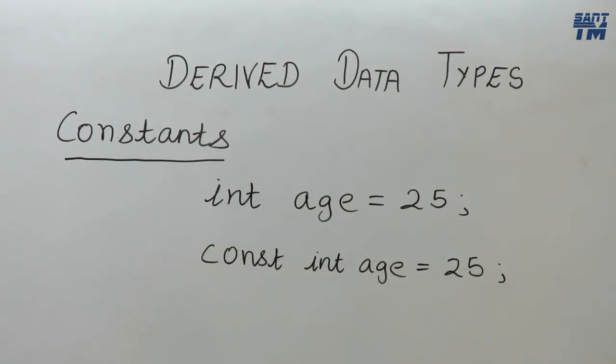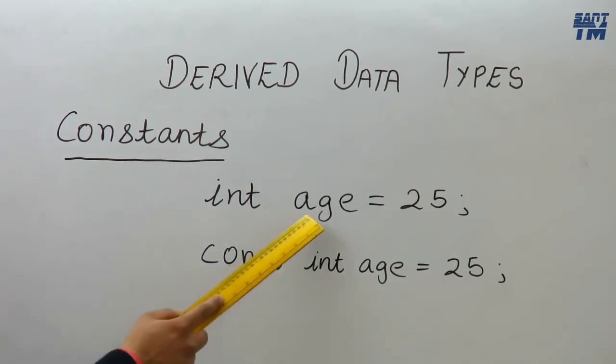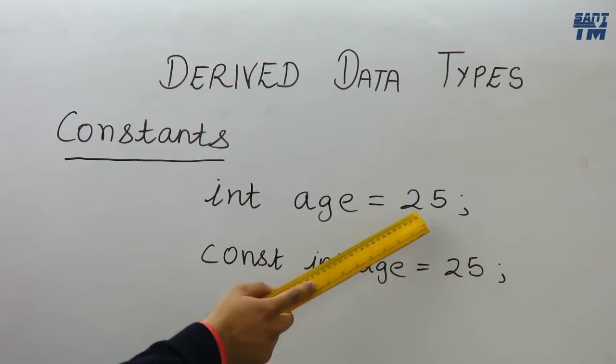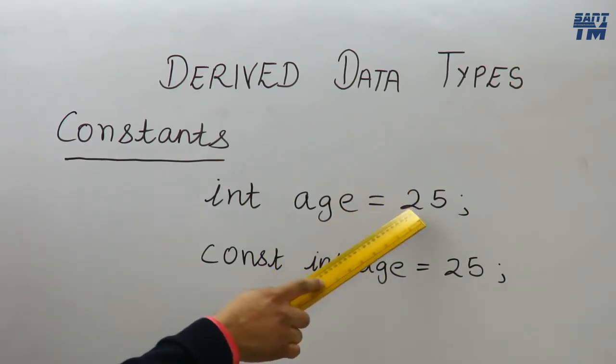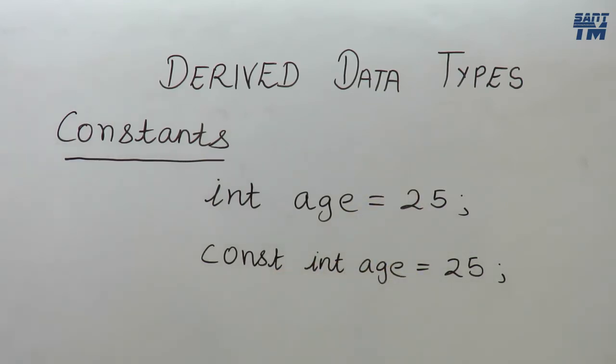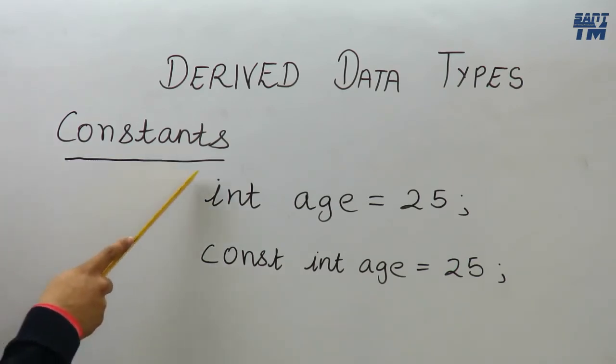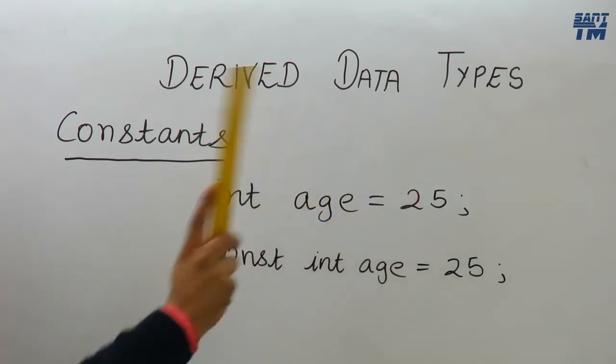Now I have written here two statements. int age = 25, const int age = 25. Note the difference between the two. Here age is an object which is a variable. How can I say that it is a variable? Here age is first initialized with a value of 25, but anywhere in the program we can change the value of age. We can write age = 40, then 25 will be replaced by 40. We can then again replace 40 by some other value. So this statement will treat the object age as a variable.